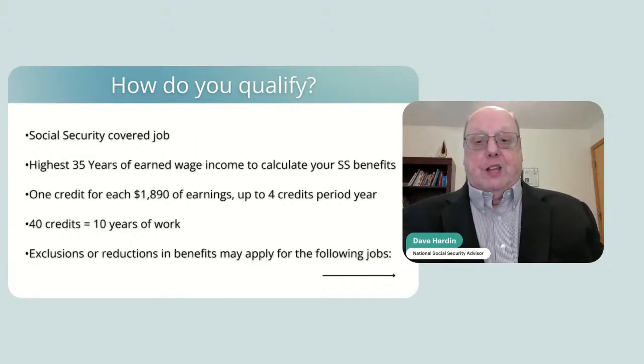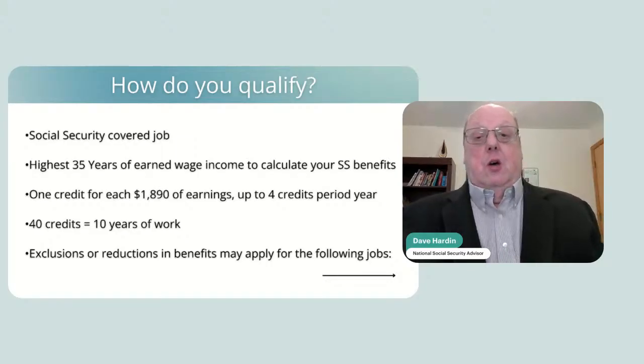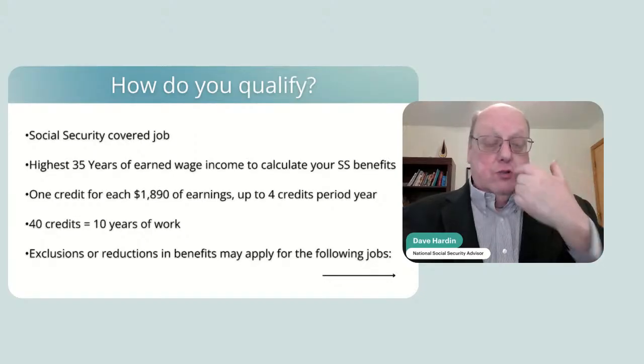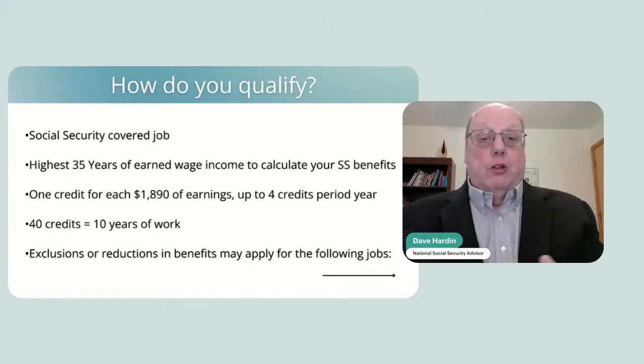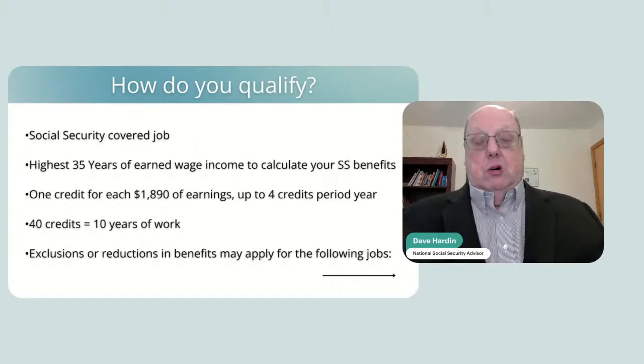But that benefit is going to be very small if you only have 40 credits. The 35 years counts like this. Let's say I had 34 years. They add up all the 34 years, prorate them, and add them all together. And then to determine my average annual income for Social Security benefit purposes, they divide by 35, not 34. If I have 30 years, they add them all up, prorate them, and then divide by 35.